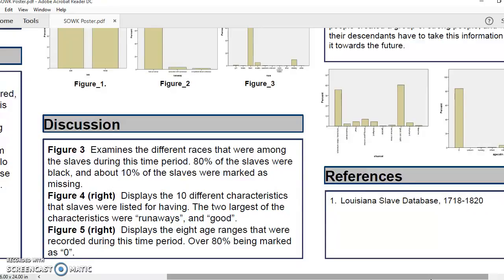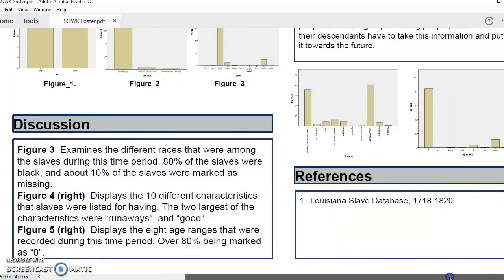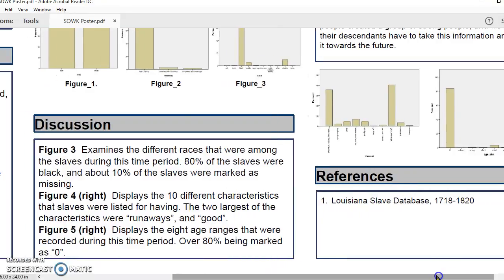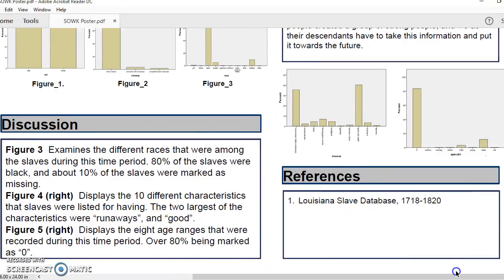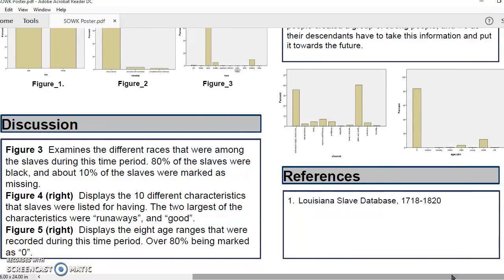Also, figure 5 to the right displays the age ranges from 0 to old. I was surprised that 0 had the most and not the young or adult. Young is actually the least, one of the least that were mentioned.